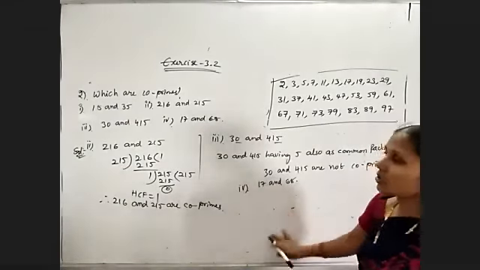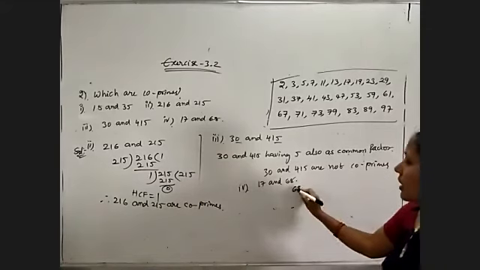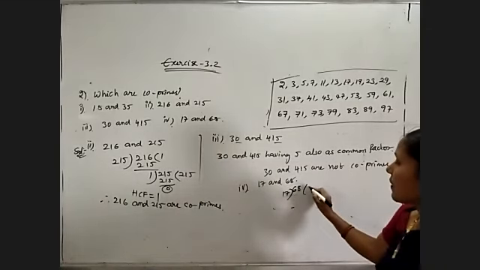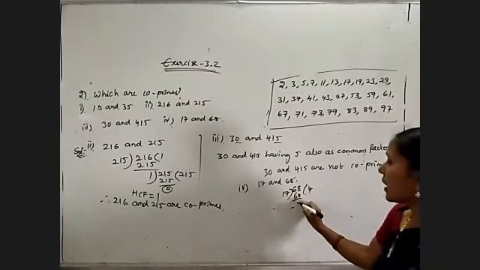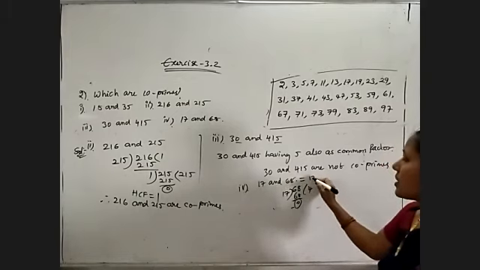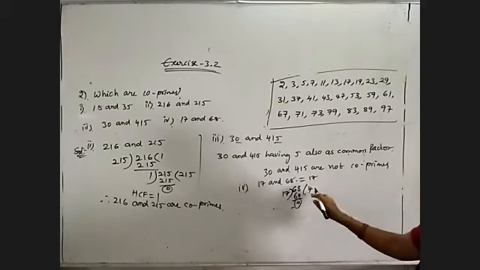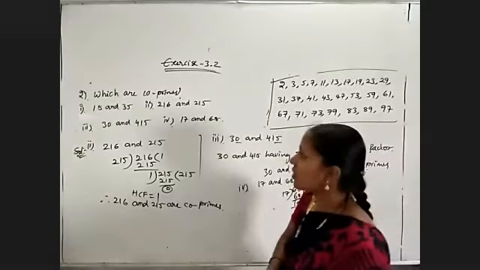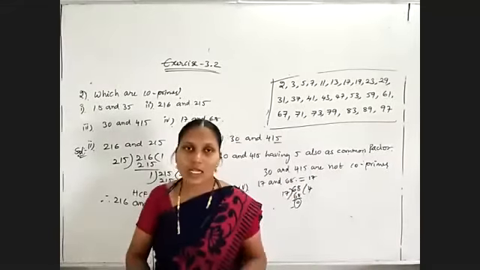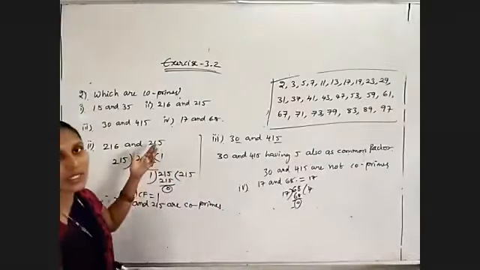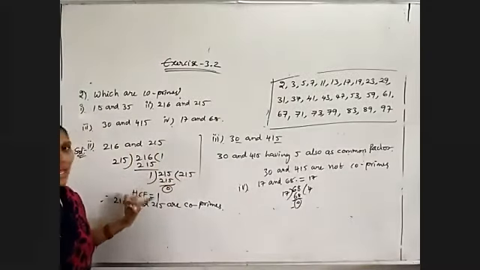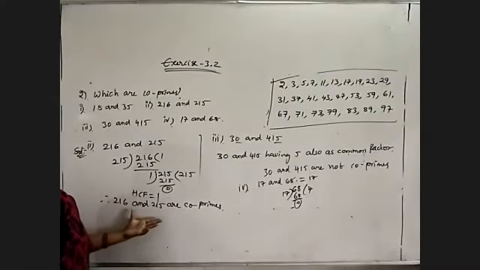So for this, do the HCF method only. Divide 68 by 17. 17 4s are 68. So the HCF of these two numbers is equal to 17. Therefore, these two are not co-prime. That's all. So remember, once again I am telling, whenever they ask whether these are co-primes or not, go through the HCF method. That is a very simple method to decide.